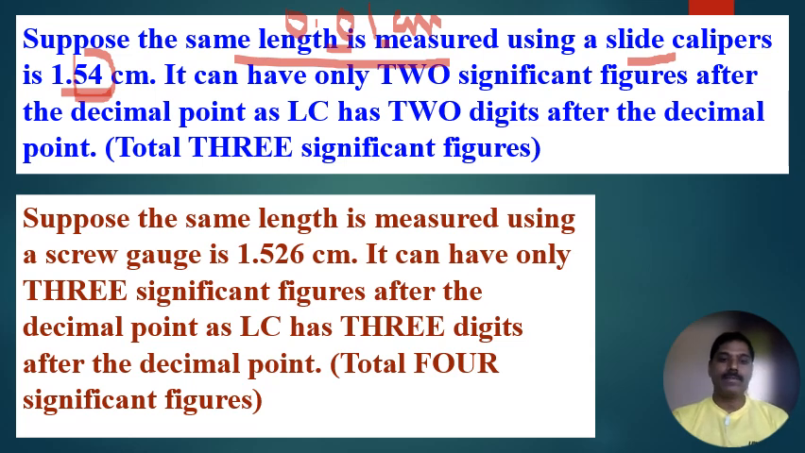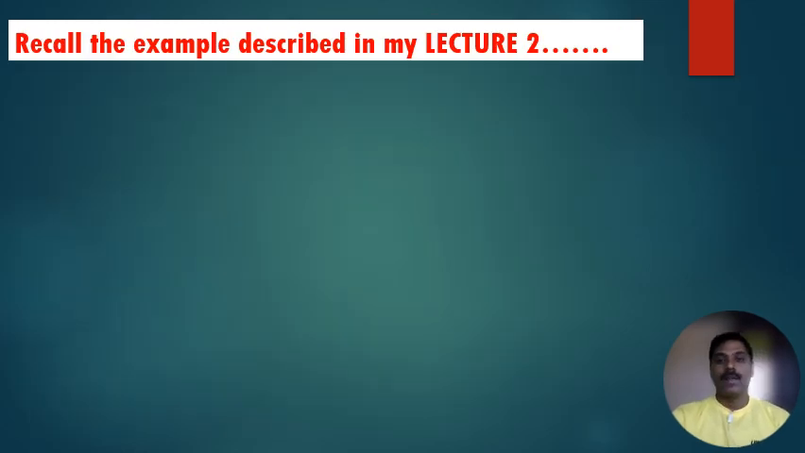Similarly, if the length of the instrument is measured using a screw gauge whose least count is 0.001 centimeter, in that case the value that you can express has only 4 significant figures, I mean 3 significant figures after the decimal point. So 1.526 for example. In this way, one has to express the value based on the significant figures which have been observed or found after the decimal point.